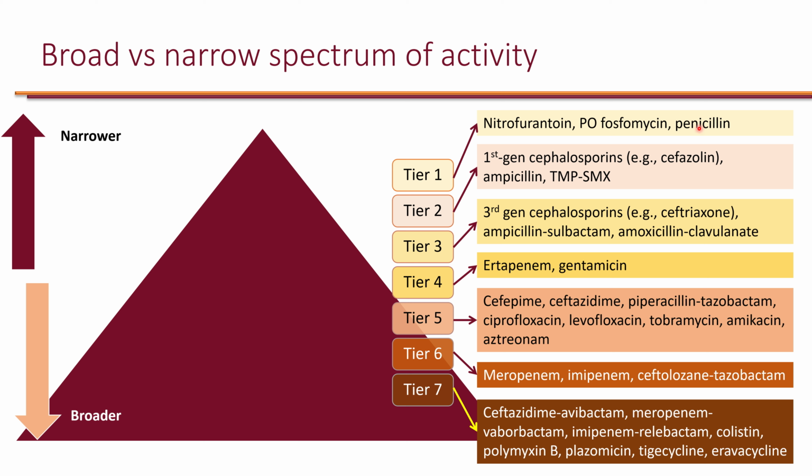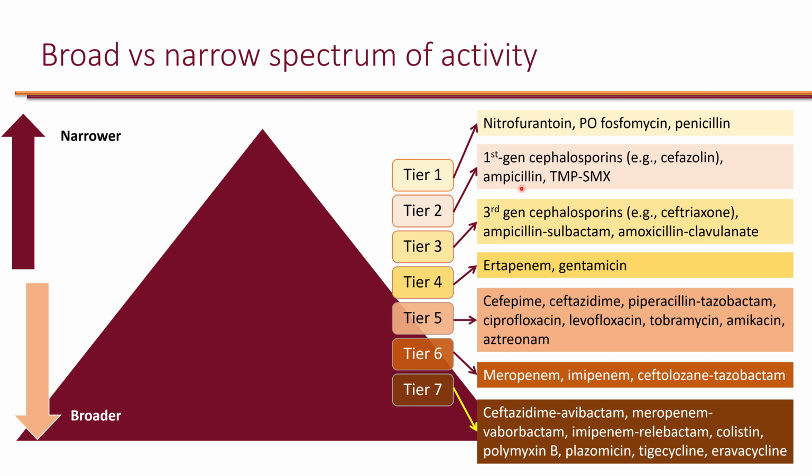So penicillin is considered the narrowest antibiotic when it comes to beta-lactams, and nitrofurantoin doesn't really go anywhere in the body other than the urine, so these agents are unlikely to cause collateral damage in the body. Tier 2 is still pretty narrow, but relative to tier 1, slightly broader, and these are first generation cephalosporins such as cefazolin, and also ampicillin and trimsulfa.